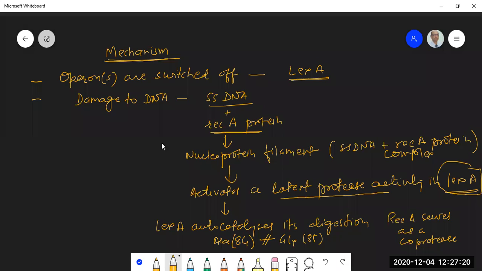RecA serves as a coprotease, right? So during this process, the number of genes activated is proportional to the DNA damage. So not all the genes are expressed simultaneously, but depending upon the extent of DNA damage, the genes are activated. See the prudency in the bacterial system, that not all those 20, 25, whatever number of genes may be there, all of them are expressed simultaneously. They assess the extent of DNA damage, and based on that assessment, the genes are activated.